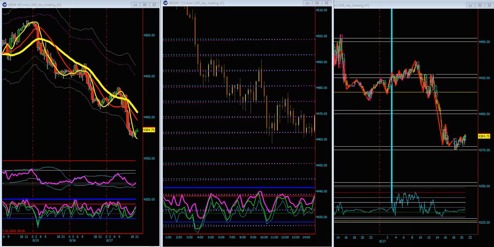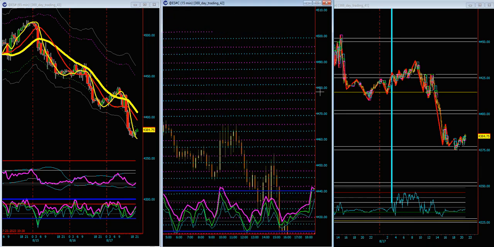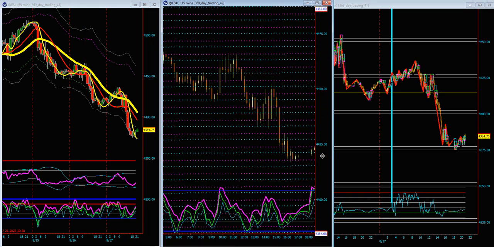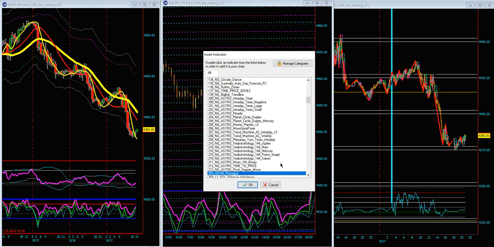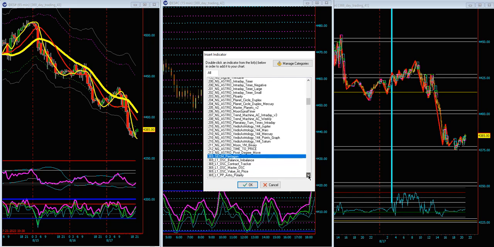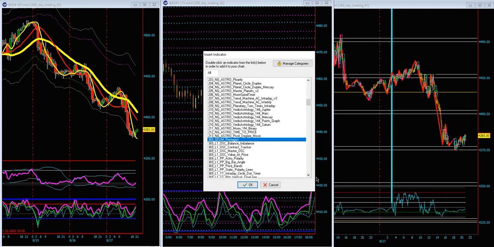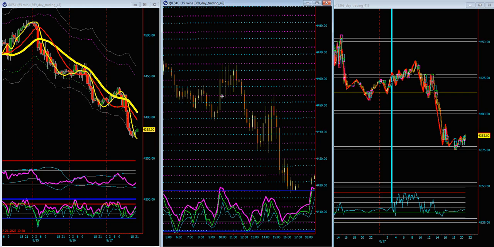All right, so that is that. So that is the middle chart. We have 15 minutes on this. And same thing. When in doubt, get Mr. Gann out. Let's get Mr. Gann out right here. 369, level 1 angles. Drop it, click it.